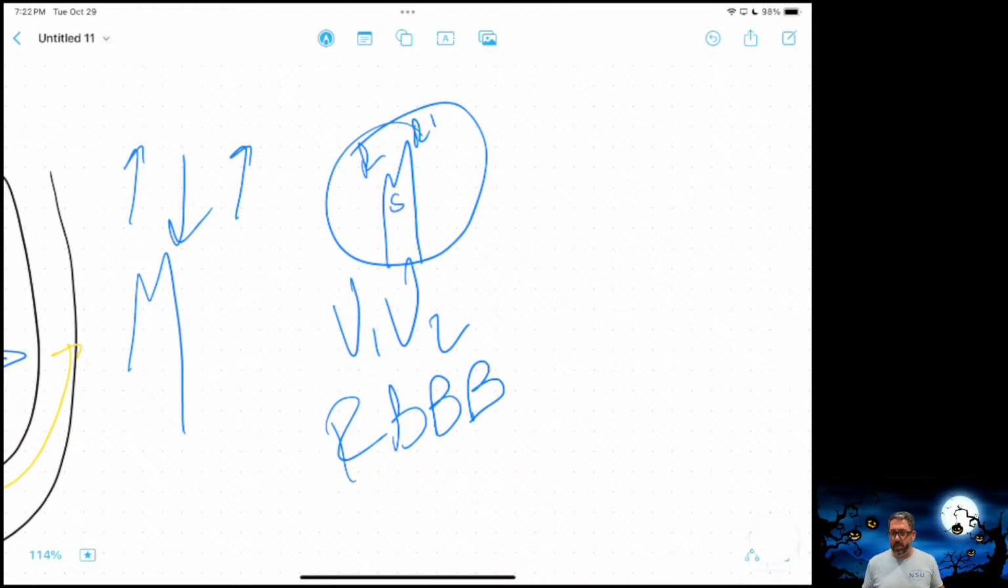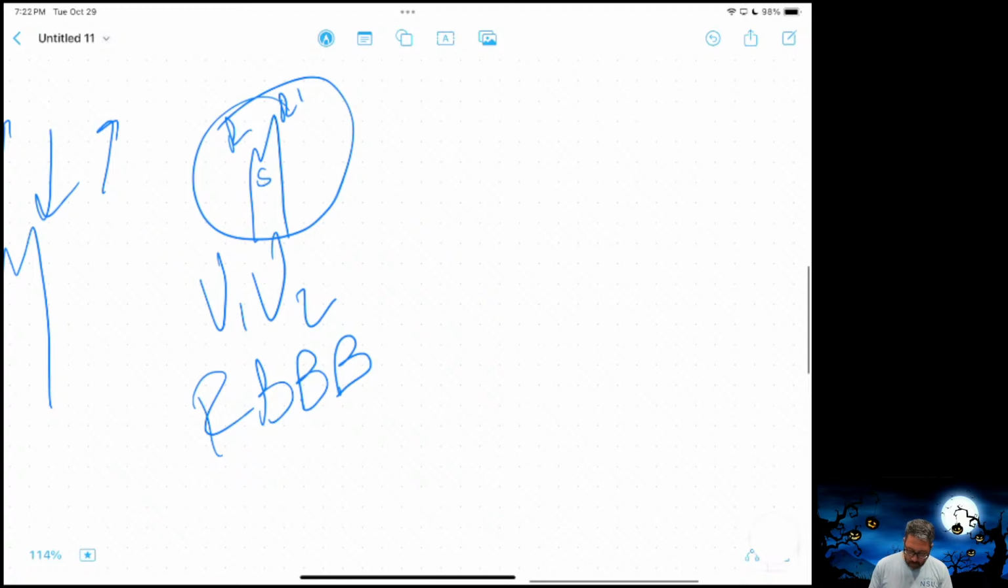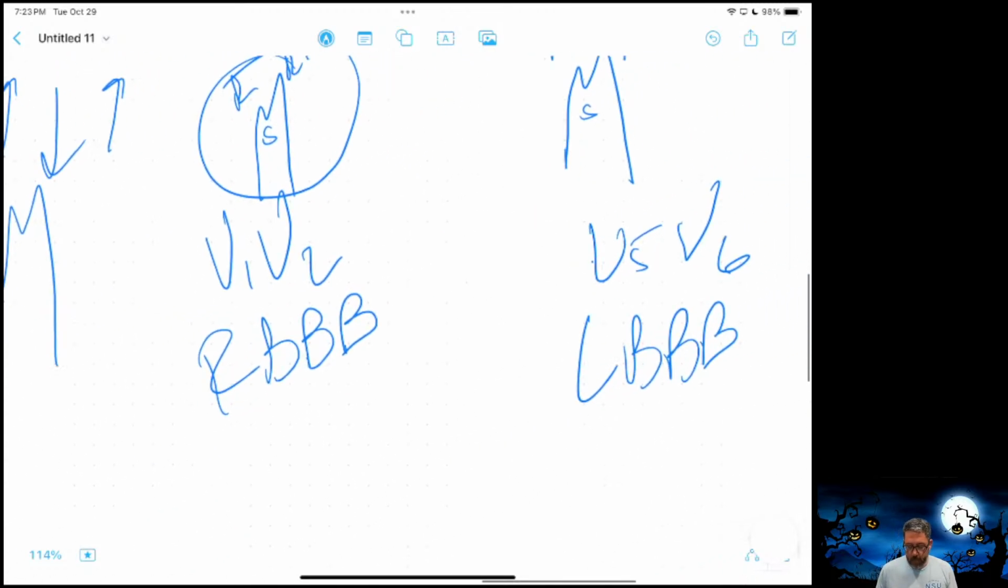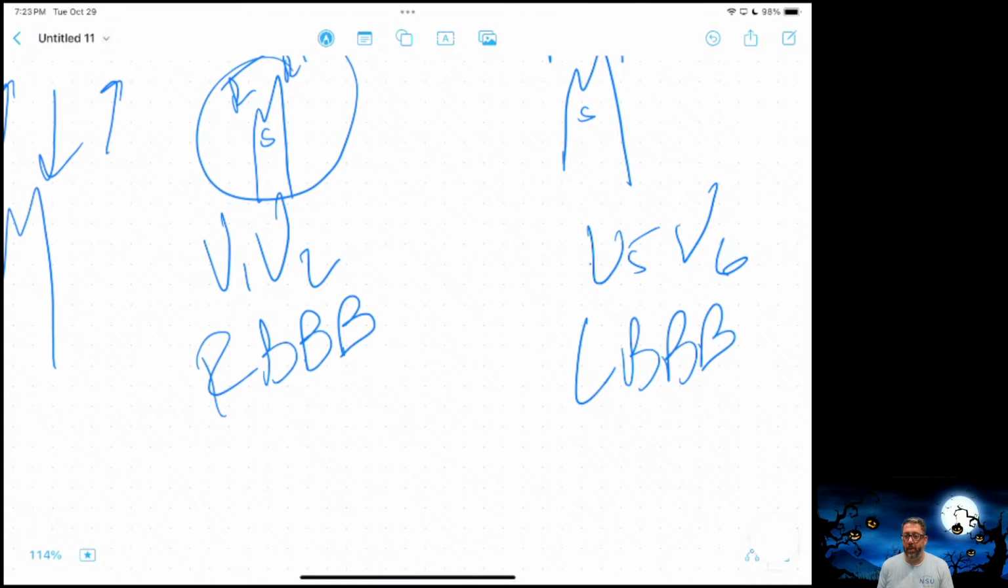And then the opposite is just true with a right bundle. It's mainly going to be on the left side, and at the very end, it'll peak over. And that's why you'll see that pattern, again, RSR prime, in V5 and V6 as your left bundle branch blocks. Okay, so hopefully, Maniba, I hope that answers your question about the bundles.